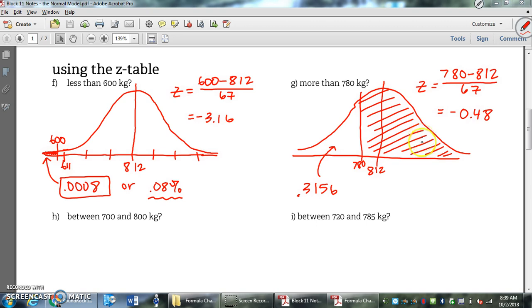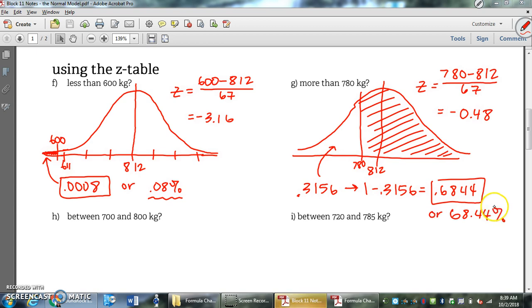The way we fix that is simply by subtracting from 1. Or you can think of it as subtracting 31.56% from 100%, and that will give us the leftovers, which is what's over here, 0.6844. Or, again, we could write that as 68.44%. Either is fine, it doesn't matter. And that is how we use our z-table.